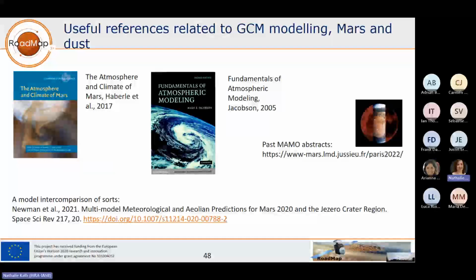The Atmosphere and Climate of Mars is a good overview if you're looking for information about both modeling and just the basic atmosphere. It's Earth-based, but it has all the fundamental equations of modeling. Past memo abstracts are a great resource as well. And if you're interested in model intercomparisons, we did all participate in an intercomparison for Jezero Crater. It's very specific, but it's still an interesting sort of overview.